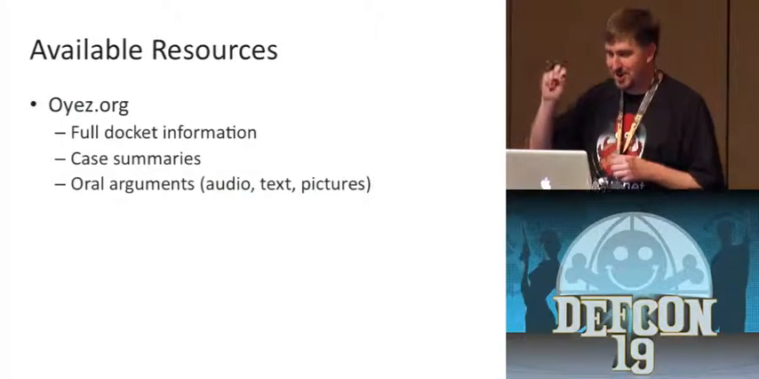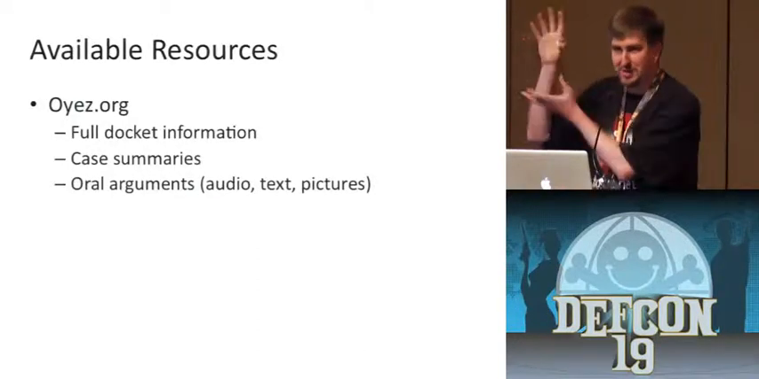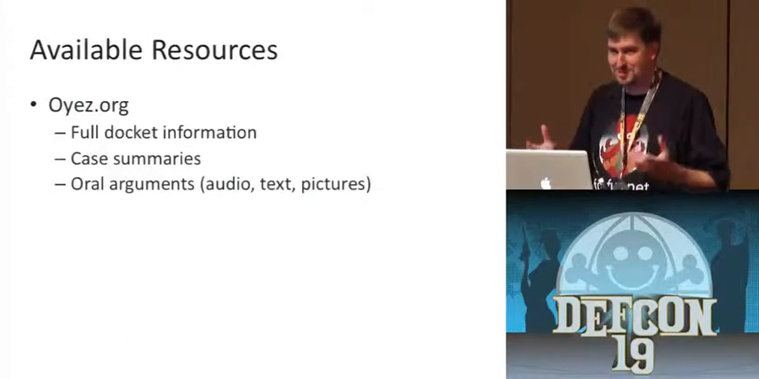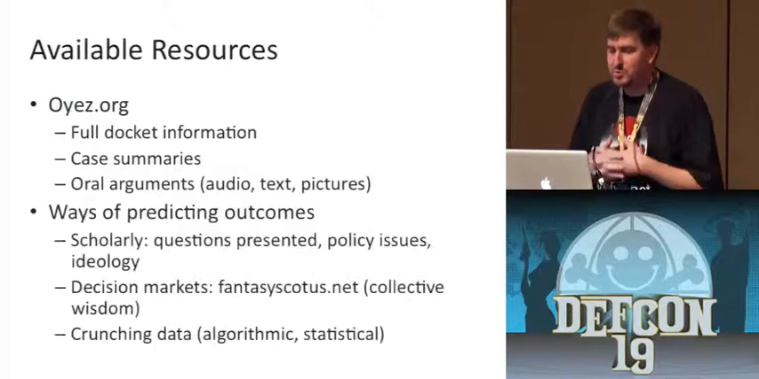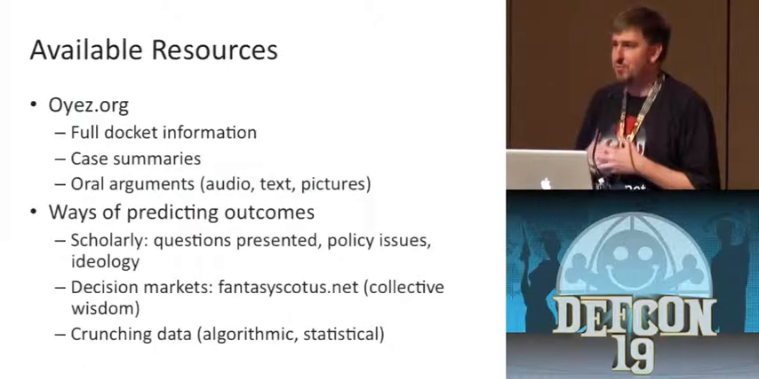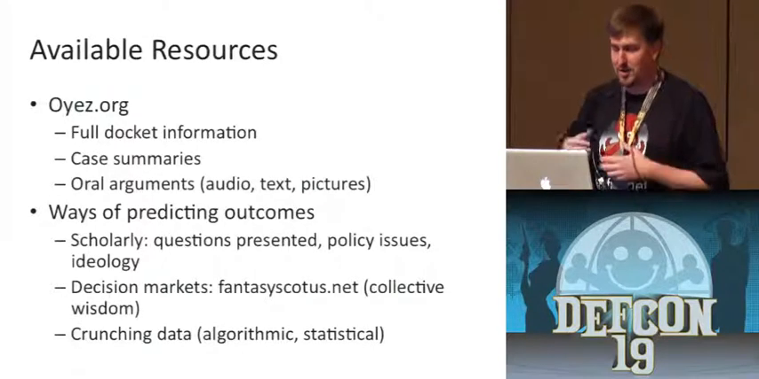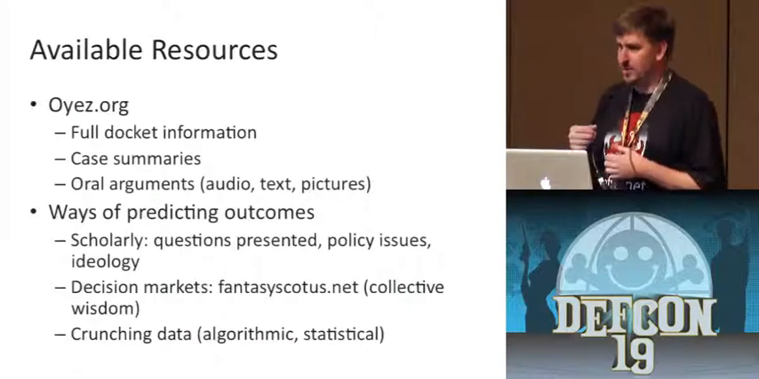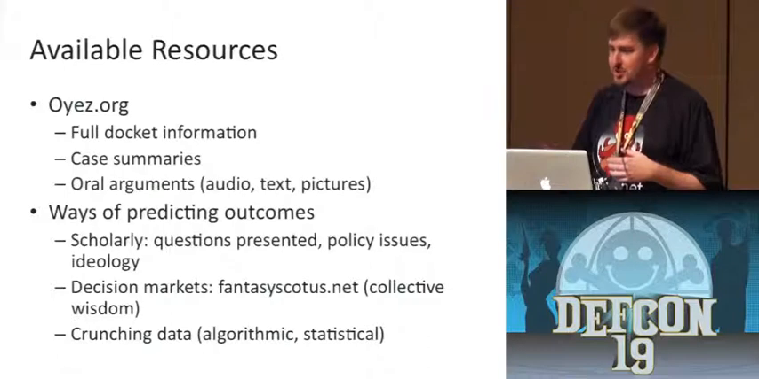So there are a couple of resources that are available to us. And the best and my favorite is a website called oye.org. Oye is what the bailiff cries out when summoning people to come and listen to the Supreme Court oral arguments. And you can get complete information about the Supreme Court docket since we've had a Supreme Court. So from day one all the way up, you can read about all of the different cases, who were the justices, who were the advocates, a little summary of them.